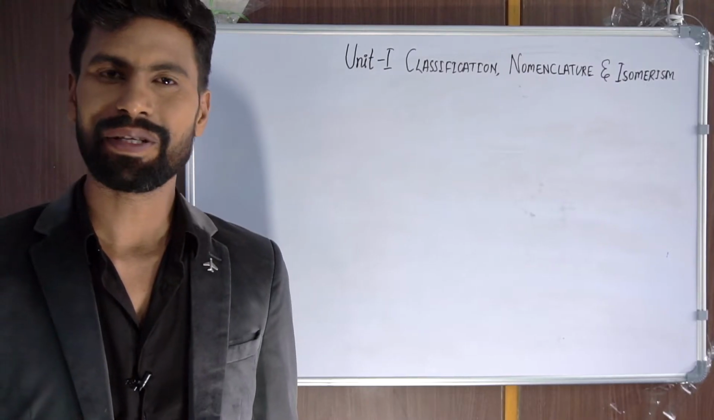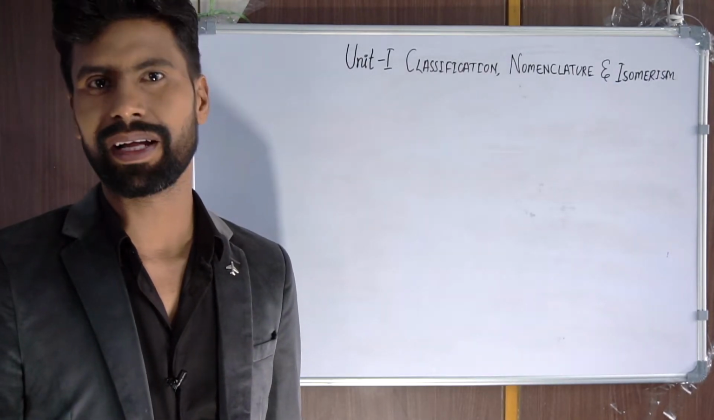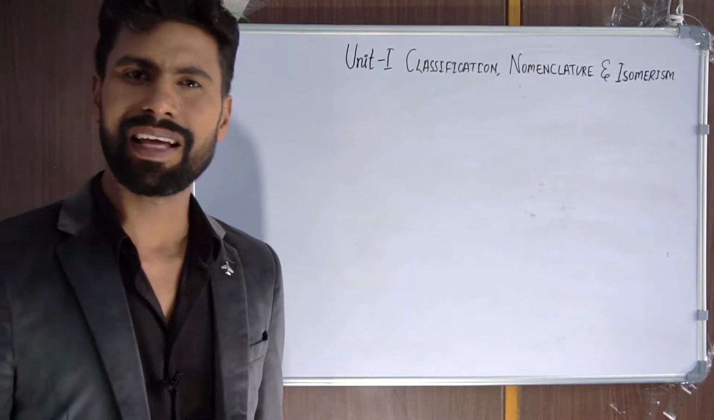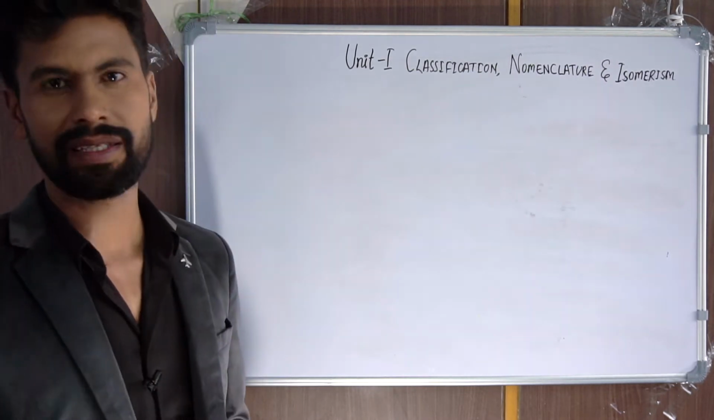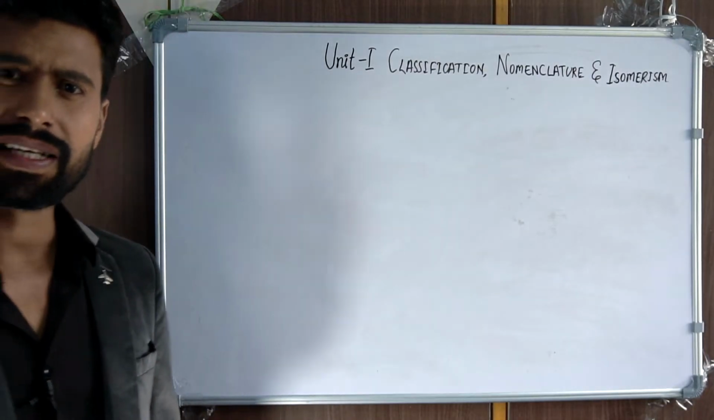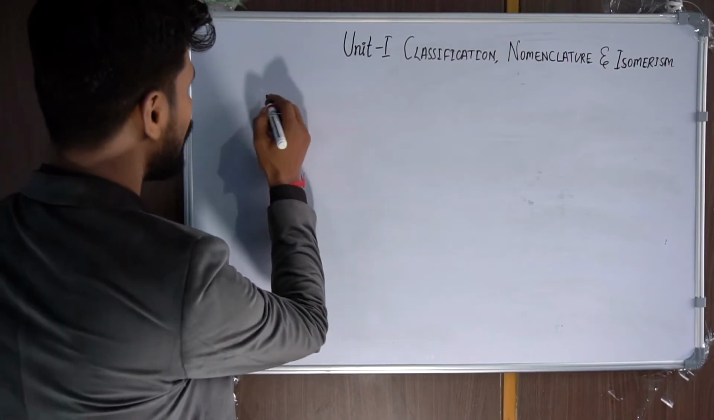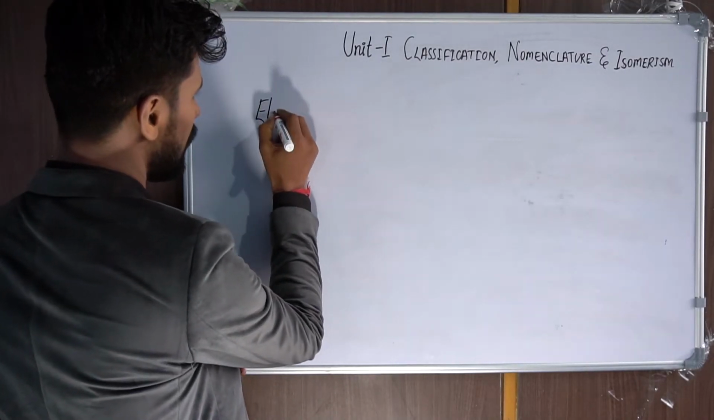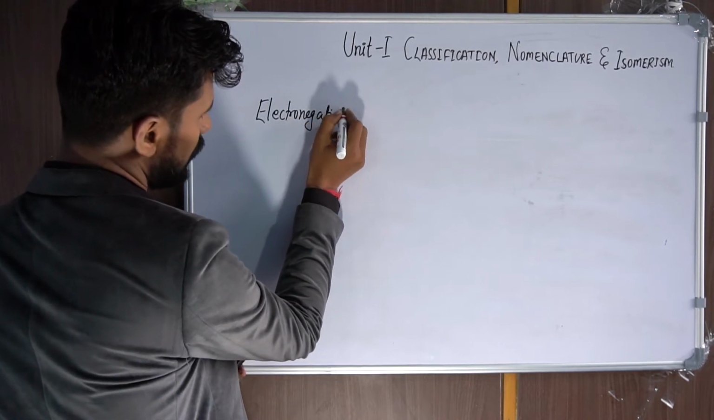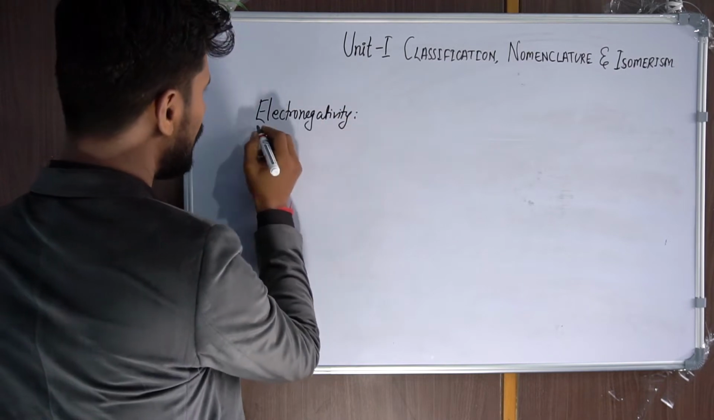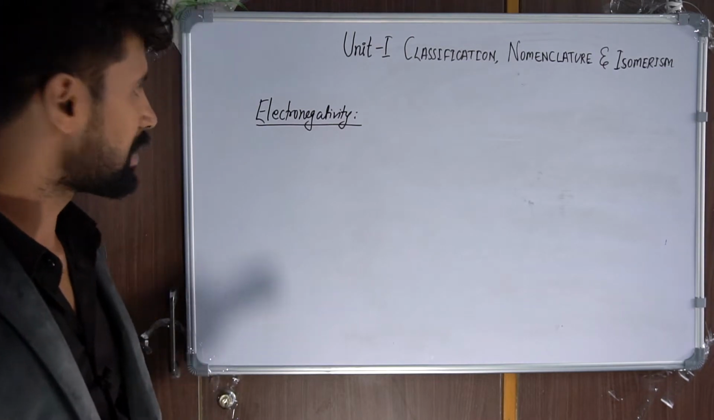Now we will start unit 1, that is classification, nomenclature and isomerism of organic compounds. But before that I want to give you some basic concepts which are going to help you throughout the study of organic chemistry. The first basic concept is electronegativity. You might have studied these things in 10th, 11th, 12th, but we will discuss once again.